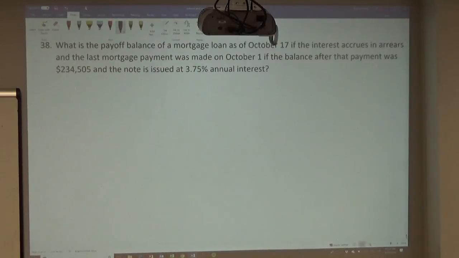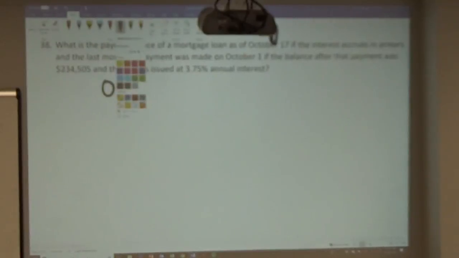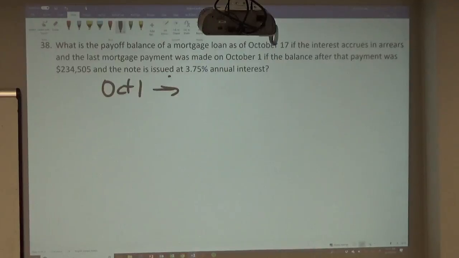Here's what we know. Interest has been accruing since October 1 because we made the last payment on October 1 and paid all of our interest that had built up to that point. So we want accrued interest from October 1 through October 17th, which is 17 days of accrued interest. So let's work on that.